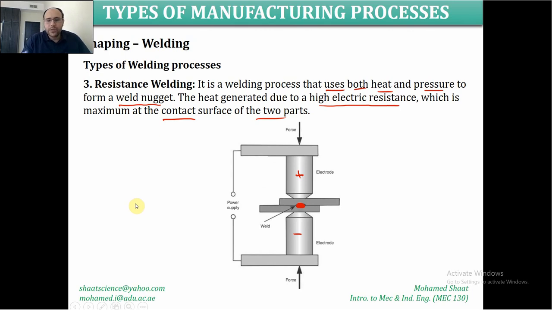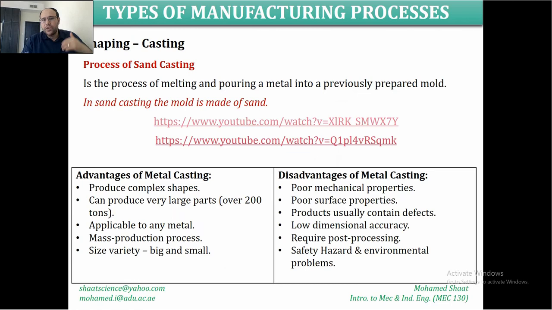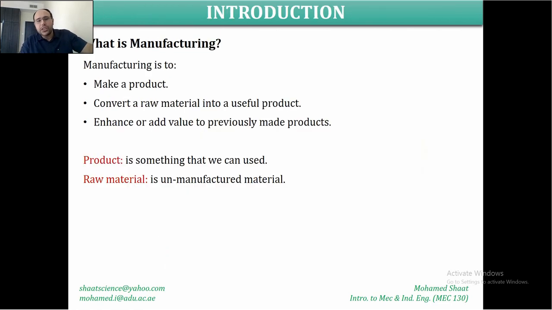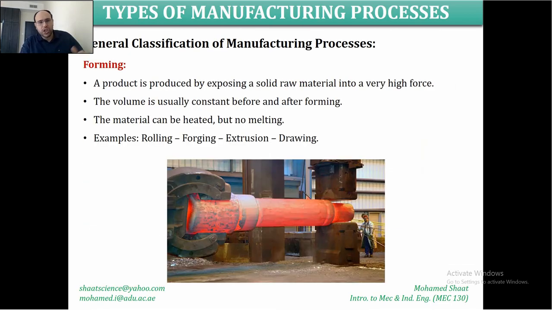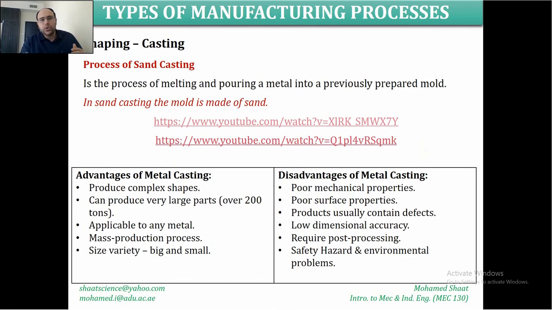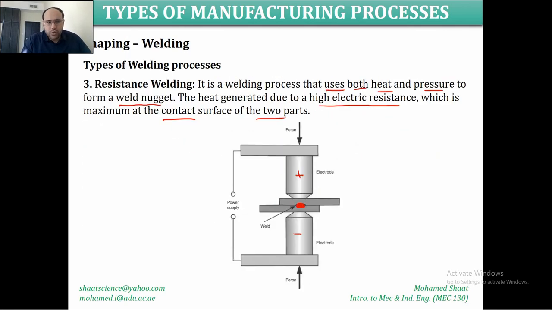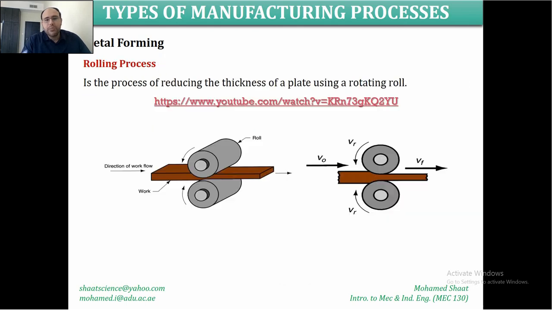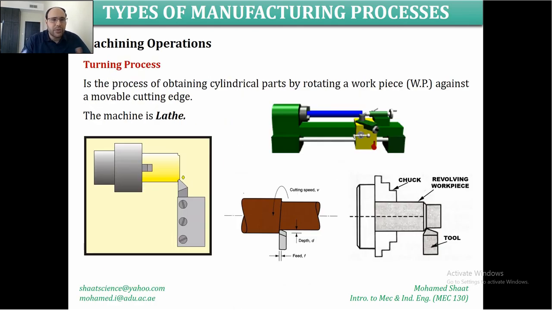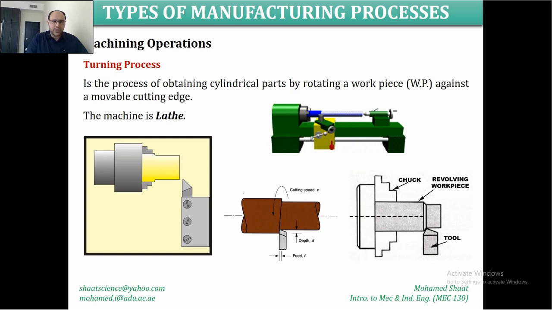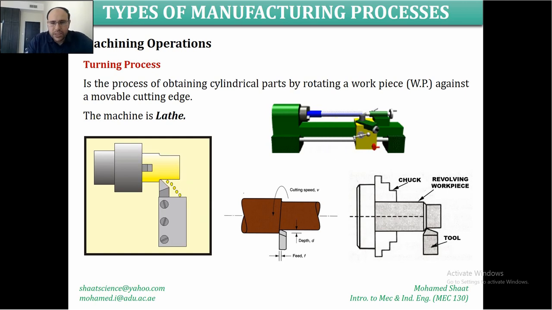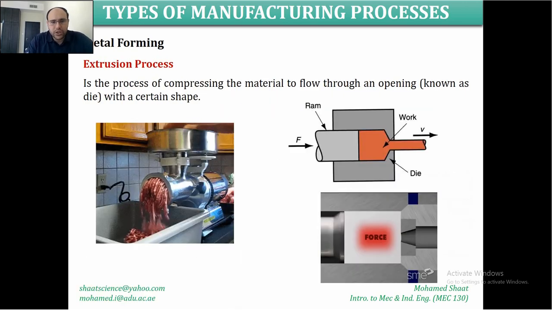In this video, I have discussed in general what manufacturing means. We discussed the three categories, or the general classification, of manufacturing processes into shaping, machining, and forming. Also, we discussed the shaping processes. In the next video, we're going to continue and discuss metal forming. Then we're going to discuss the operations that would be used for machining.